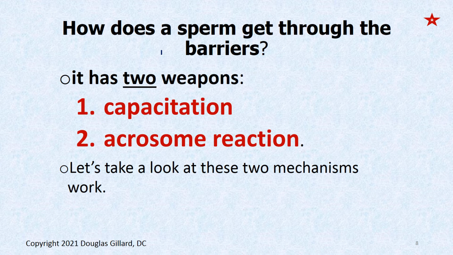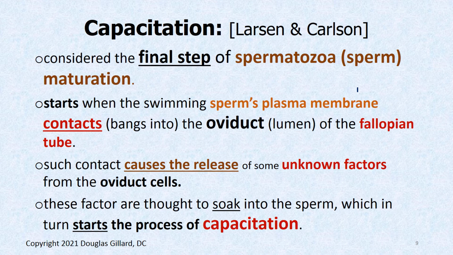So how does the sperm get through these barriers? What are its weapons? There's 2 processes. It has the capacitation phenomenon that has to occur, and that matures the sperm, and we'll see how that works. And then the acrosome reaction, because the acrosome releases some very important juices, really enzymes, that help it get through.